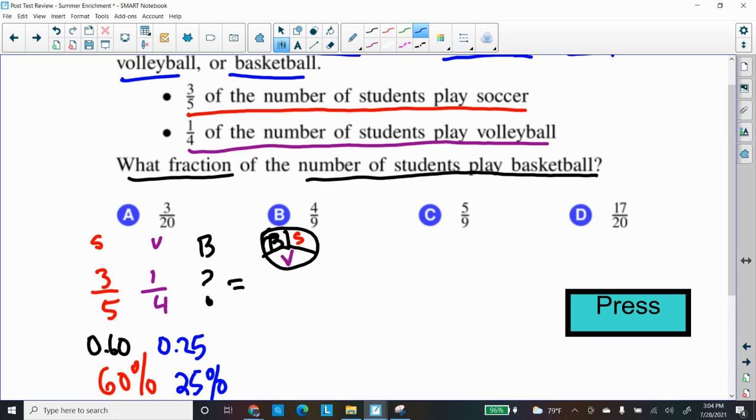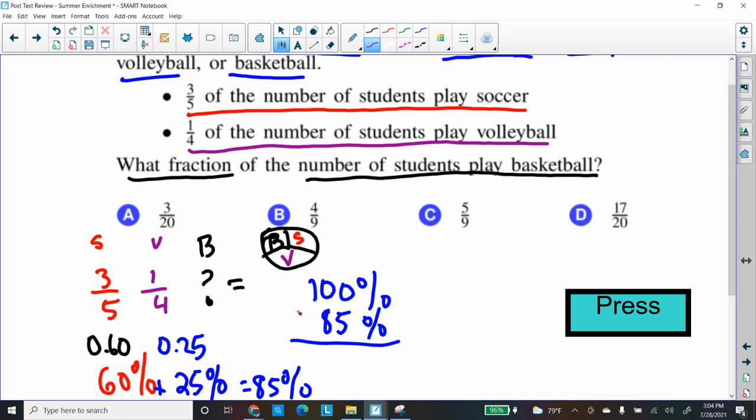So if this circle is 100%, and I know 85% play soccer and volleyball, because I added these 2 up, that gave me 85%, then all I need to know is what percent is left. How do I find that? I'll just subtract. 100% minus 85% leaves me 15%. So 15% of the students play basketball.